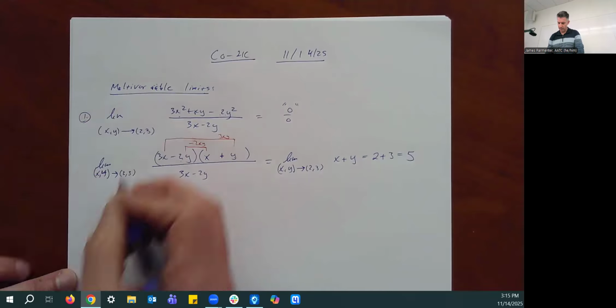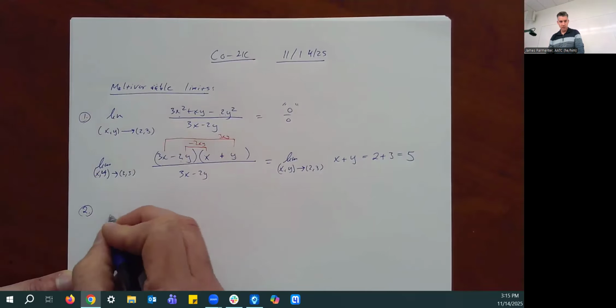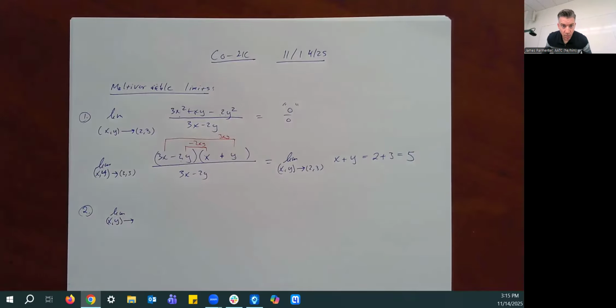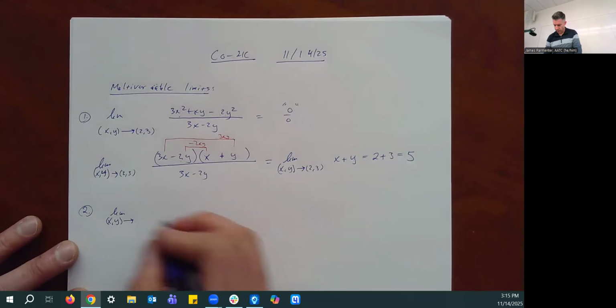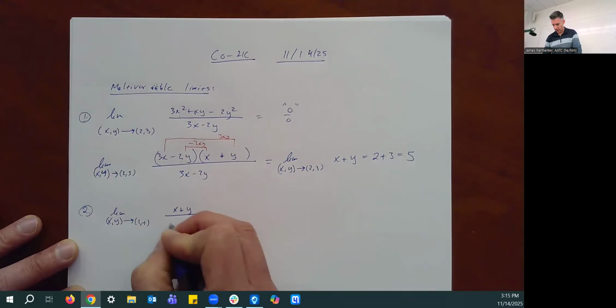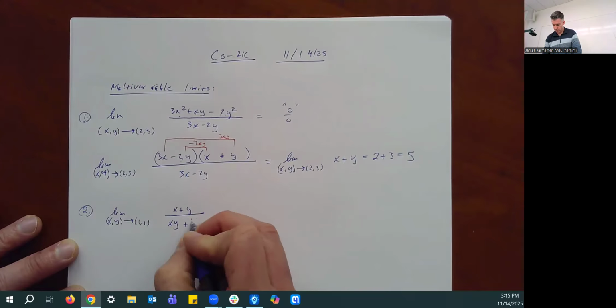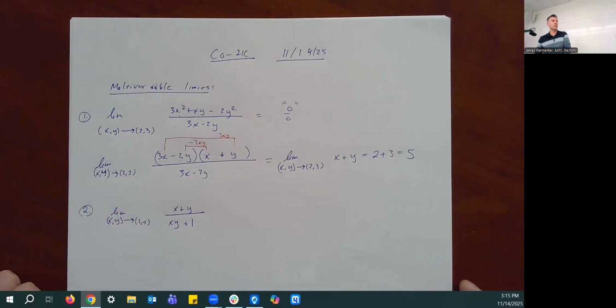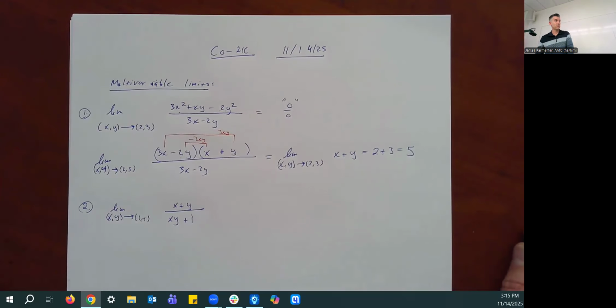Let's contrast that with this next example. The limit as (x, y) approaches (1, -1) of x plus y over xy plus 1. Again, you will probably observe that if you plug in the point you're approaching, you get 0 divided by 0. In this case, unlike the last one, I don't see an obvious way of factoring anything.